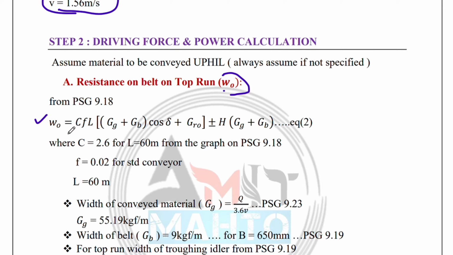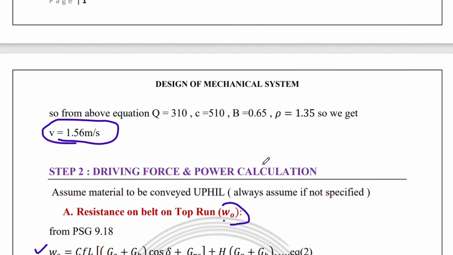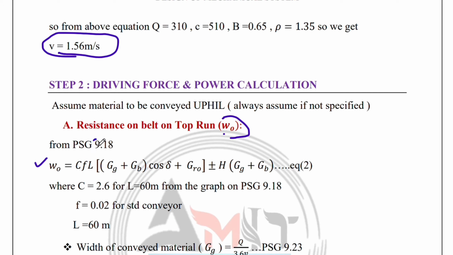Where, starting from the beginning, capital C is the value you will get as 2.6. How do you get it? For L equal to 60 meter, the length of the conveyor is given as 60 meter. On this page, PSG 9.18, there is one small graph. On that graph, for length 60 meter, you will get the value of C, which is 2.6.